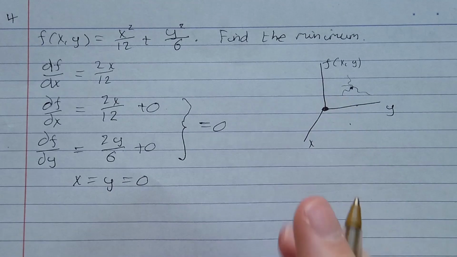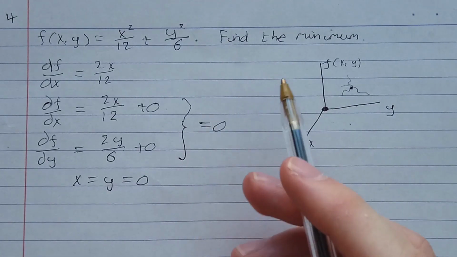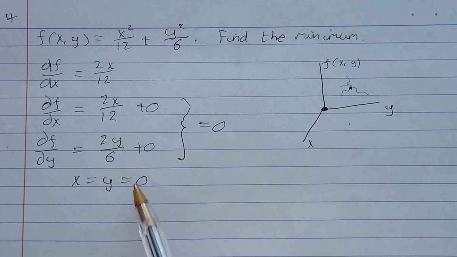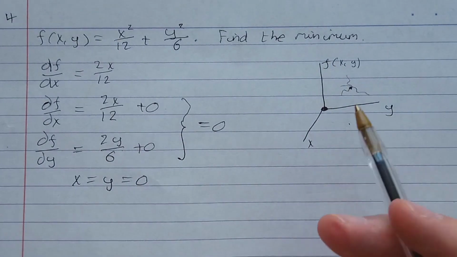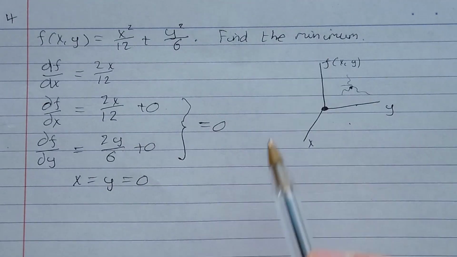There's only one of them, and we're asked to find the minimum in the question. This is a good example where you can use the wording of the question to save yourself doing work. We don't need to show that it's the minimum, because there's only one stationary point, and we're told in the question that it must be a minimum.